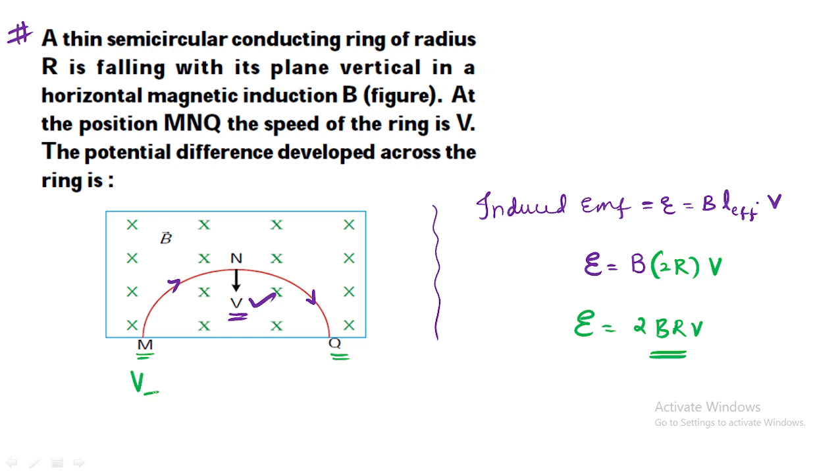Sketching. So here it will be positive, buddy. Positive potential. This will be what is it here? Negative potential. Am I correct?